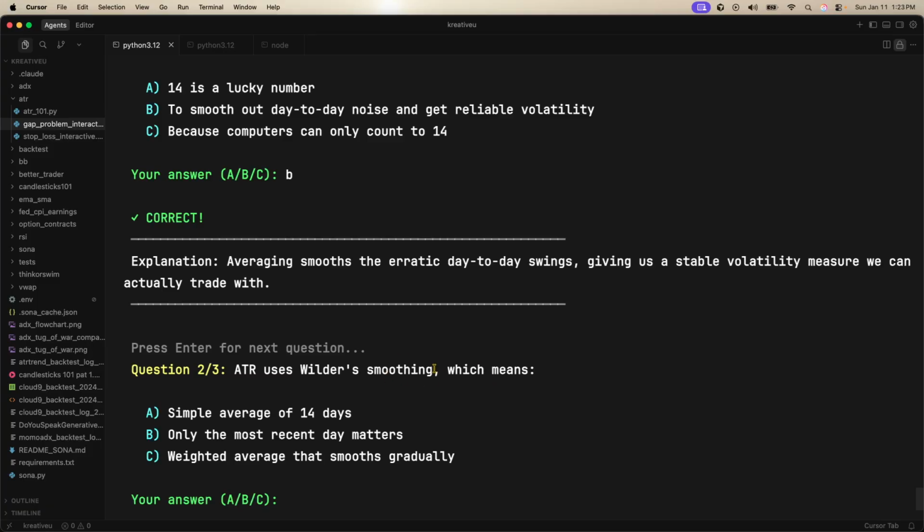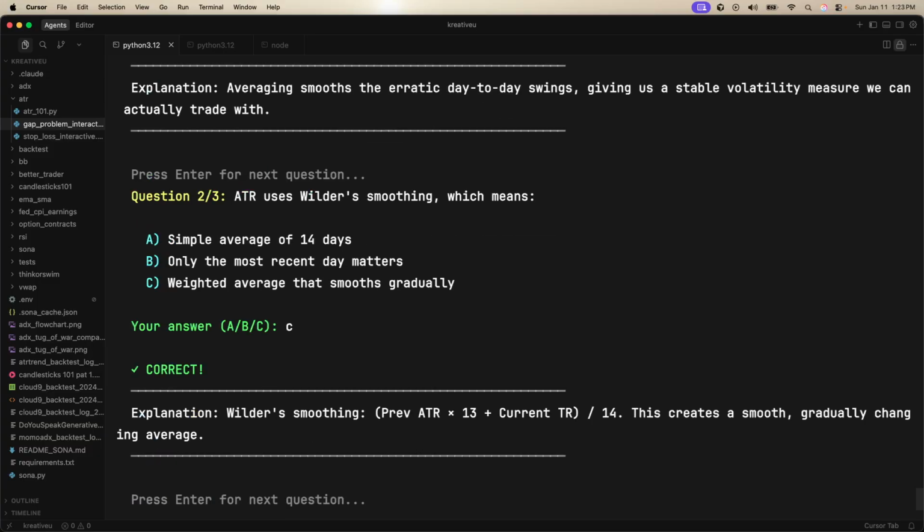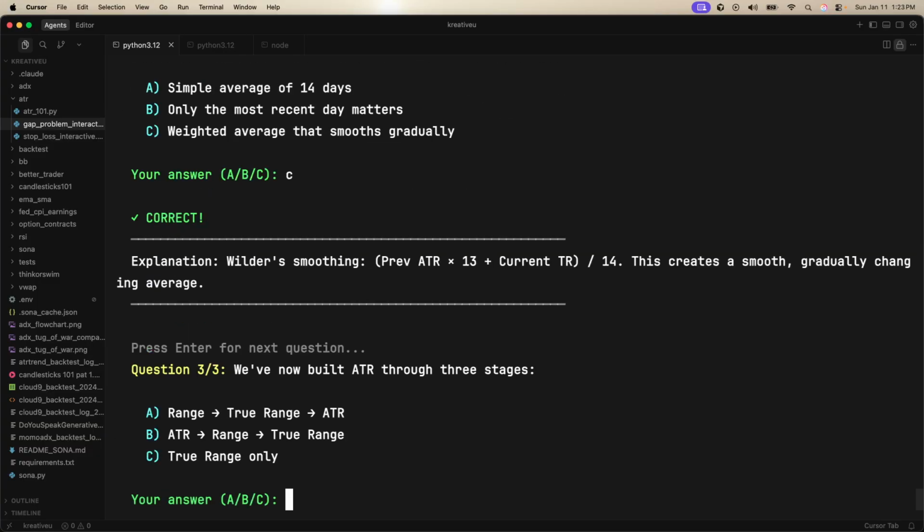ATR uses Wilder smoothing, which means a simple average of 14 days. Only the most recent matters. It's going to be a weighted average that smooths it out gradually.